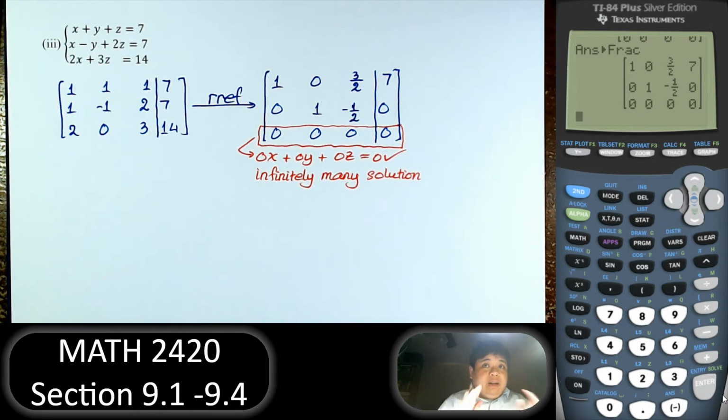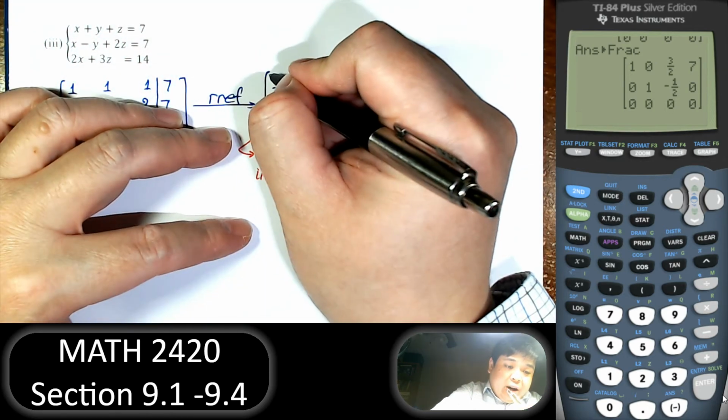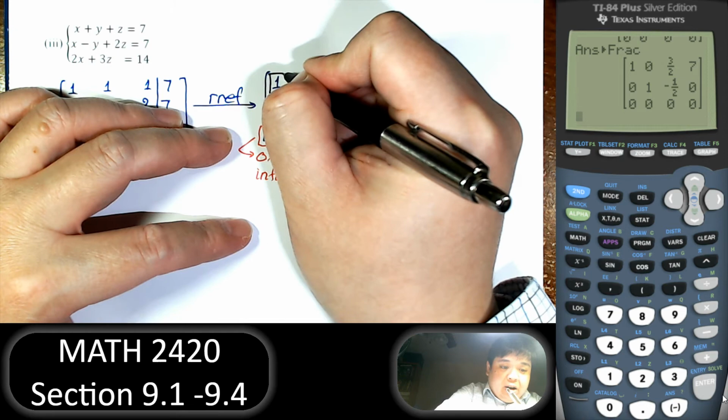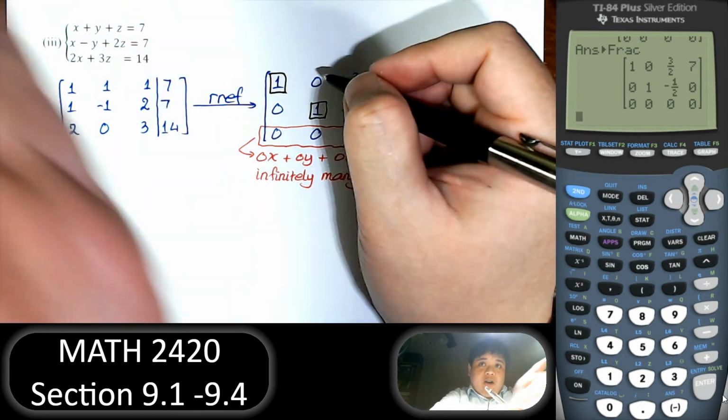But infinitely many solutions doesn't mean anything can be a solution. Infinitely many solutions means there will be a lot of them, but not anything can be a solution. So in that case, we have to go back and look at the matrix on the left. Whenever we have the 1, let's call it a basic column. So this column is basic. This column is basic because they have the 1 on the diagonal.